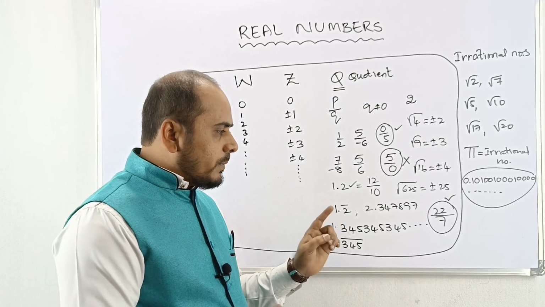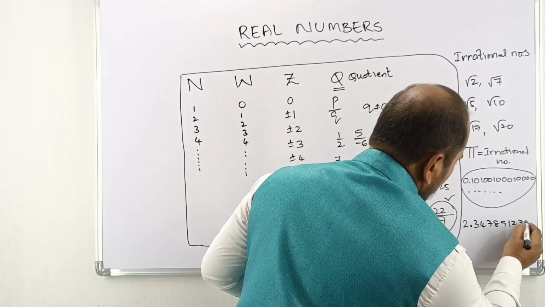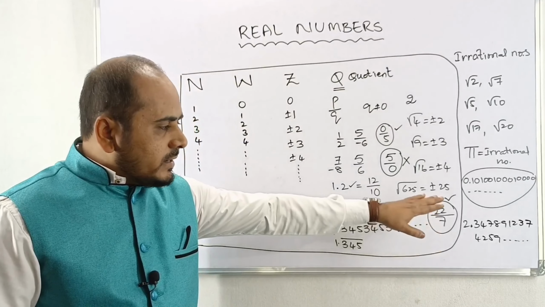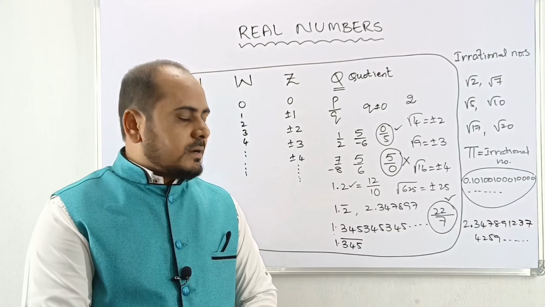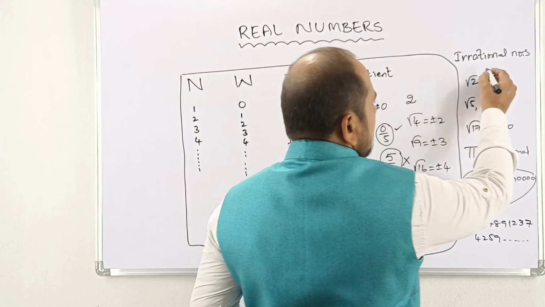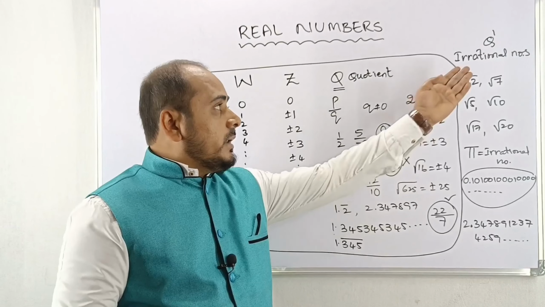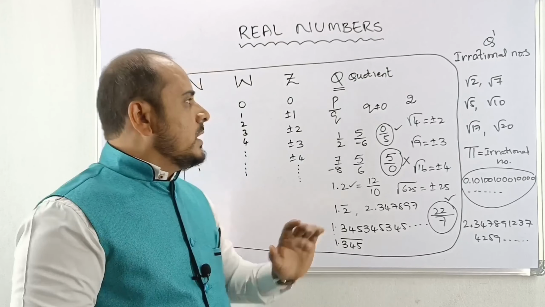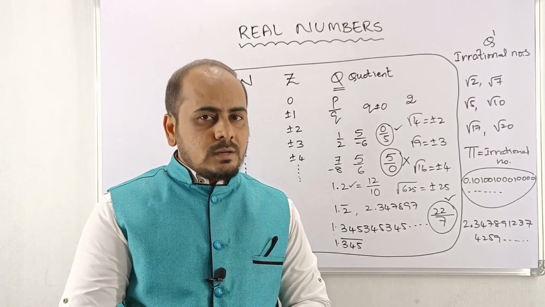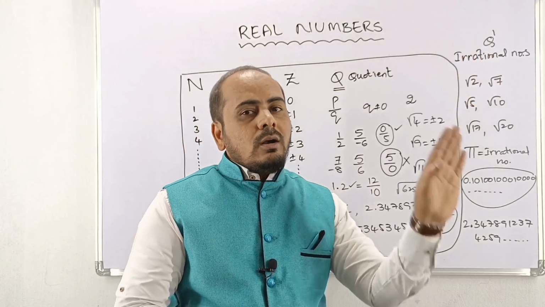Let us take one more problem, my dear, like 2.3478912374259 and so on. Here there is no continuity of repeated numbers, my dear. Hence this type of number is called an irrational number, and these irrational numbers are denoted by q dash. Rational numbers are denoted by q, irrational numbers are denoted by q dash, and rational numbers, integers, whole numbers and natural numbers belong to real numbers. That means the group of these numbers is real numbers and these are not real.